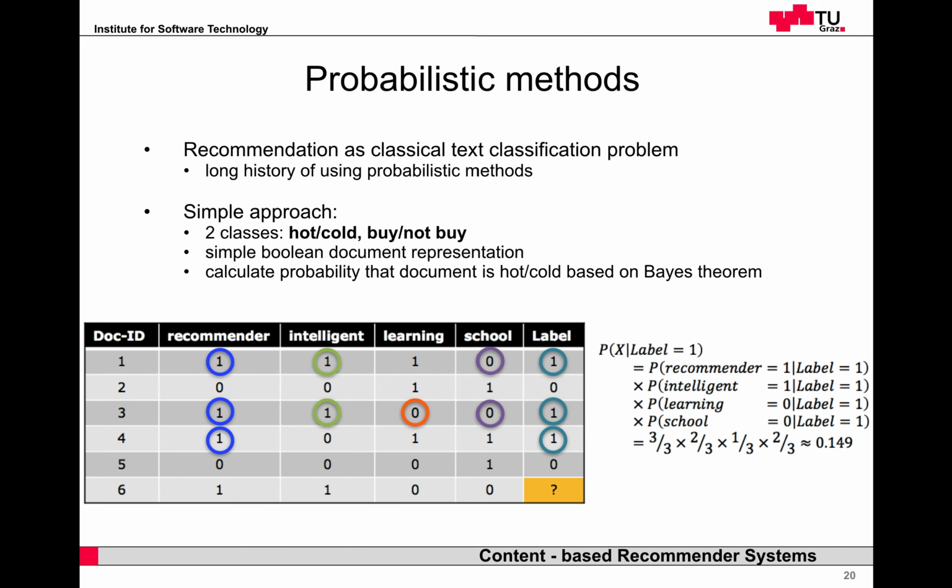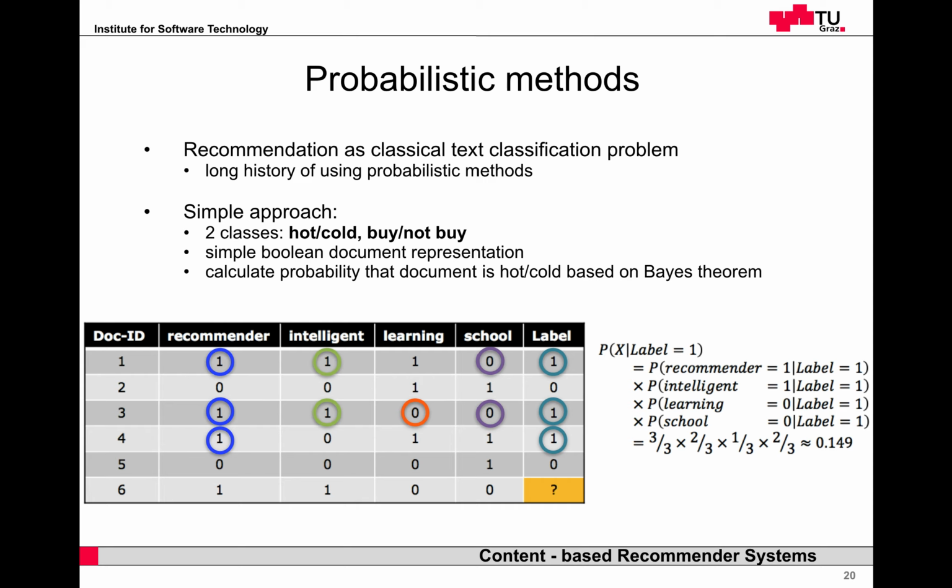Finally, we discussed the probabilistic methods. As you might know, recommendation is also considered a classification problem, which has a long history of using probabilistic methods. For the probabilistic method, the main idea is to determine whether a document belongs to a given class, for instance, hot or cold, buy or not buy, in the scenario where the user is searching for items and the system has to predict the probability of a specific item being bought by the user.